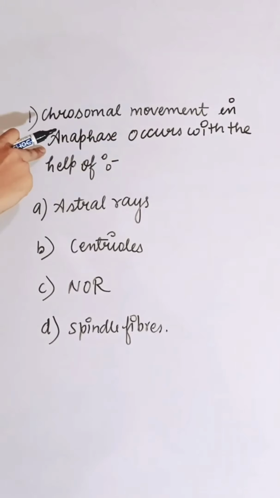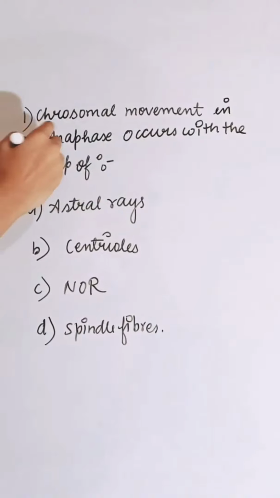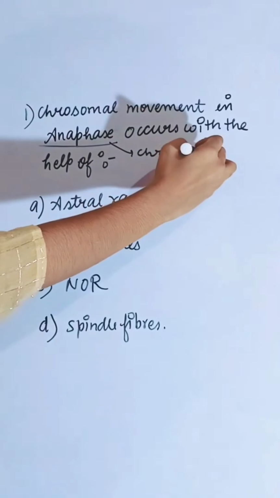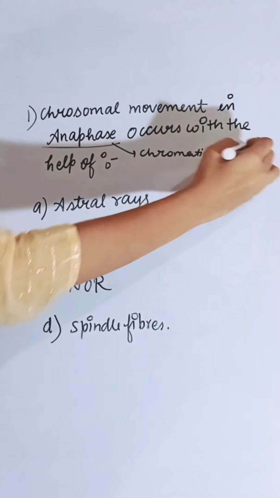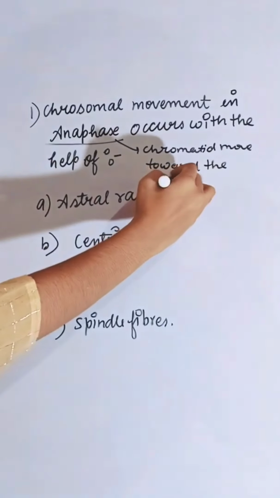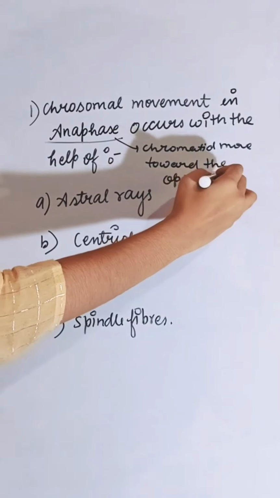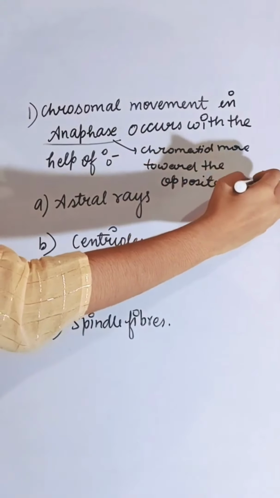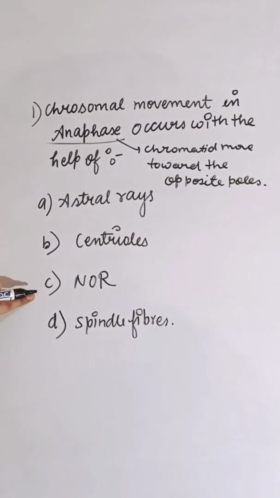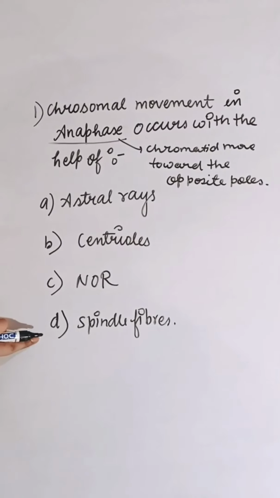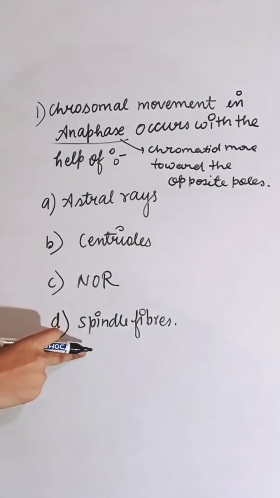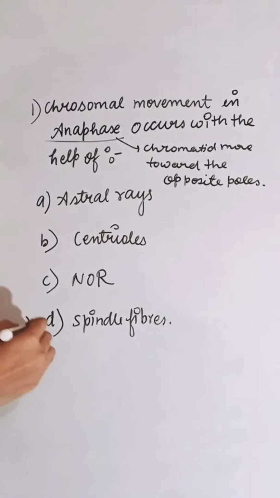Chromosomal movement in anaphase occurs with the help of. Anaphase is the phase in which chromatids move toward the opposite pole. First option astral rays, second is centrioles, third is nucleus, fourth is spindle fiber. Chromosomal movement in anaphase occurs with the help of spindle fibers. So correct answer is D.